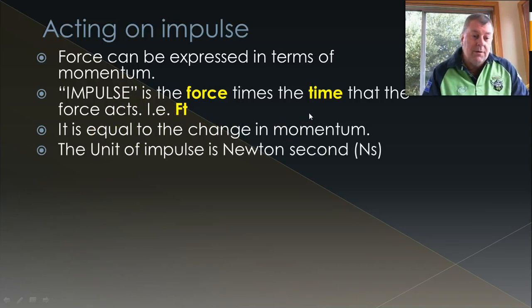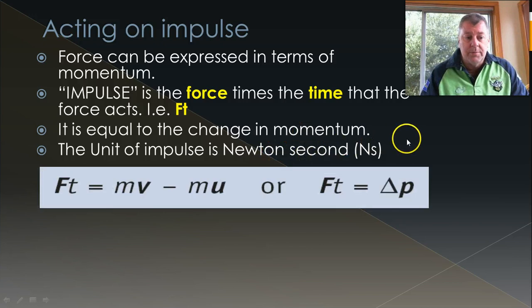How does that work? Well, first of all, the units for impulse are newtons from the force, seconds from the time, newton seconds. But you could also legitimately use the units for the change in momentum, which is kilograms meters per second. But most people would use newton seconds for impulse.